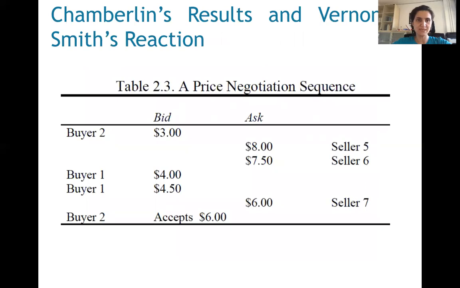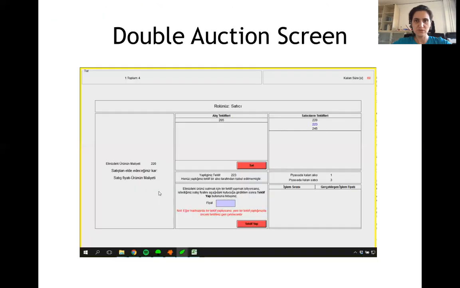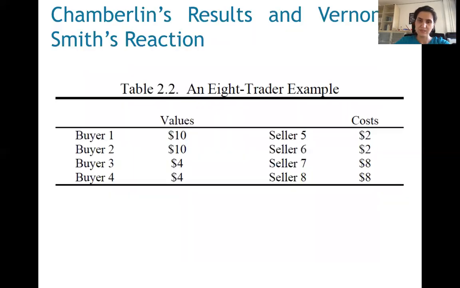So an eight-trader example. This is a price negotiation sequence. Actually here we do not give any information about who gave these offers, but as you can see, the sellers' offers are decreasing. So you cannot give any offer below that, right? Because you know that these offers are not accepted. Similarly for the buyers. This is the reason for this undercutting, overcutting thing.